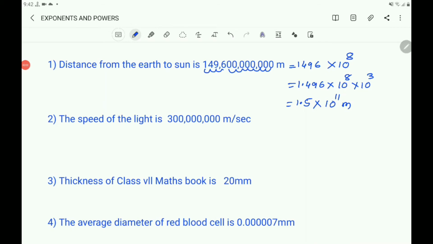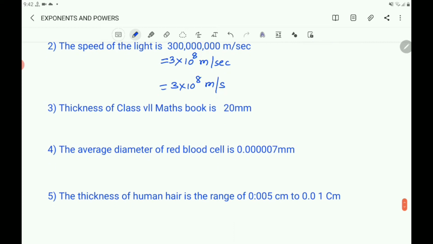The speed of the light is 30 crore meter per second. How can you express this in the form of exponents? So you know that it equals 3 into 1, 2, 3, 4, 5, 6, 7, 8, 10 to the power of 8 meter per second. So you can write that speed of the light equals 3 into 10 to the power of 8 meter per second.